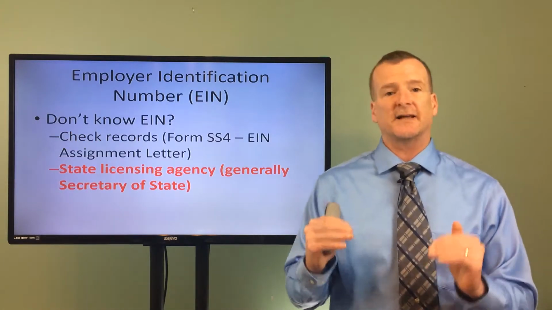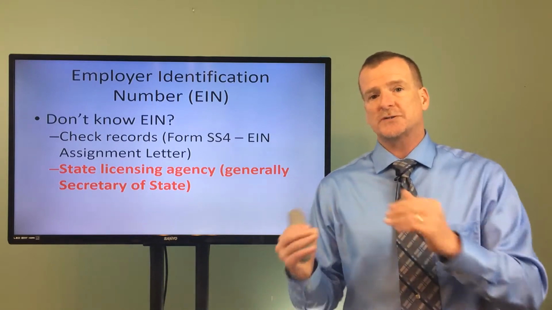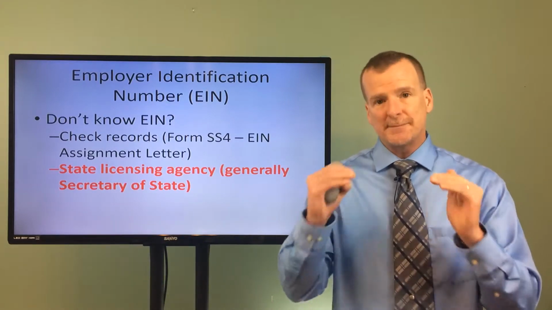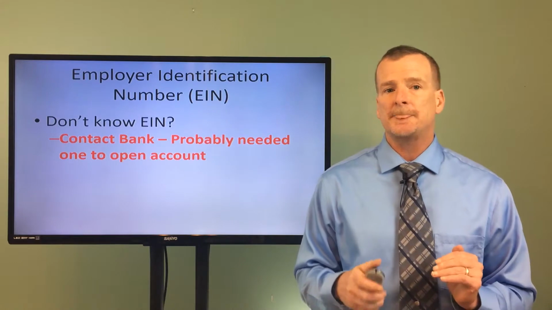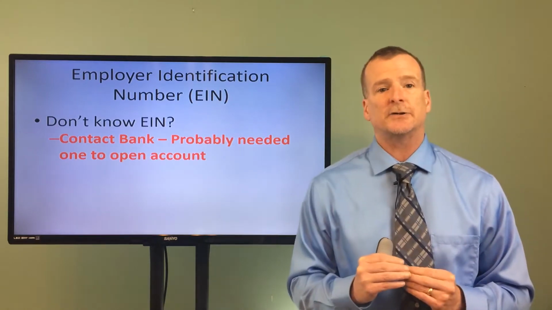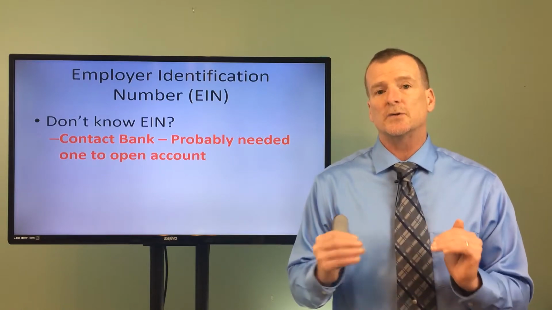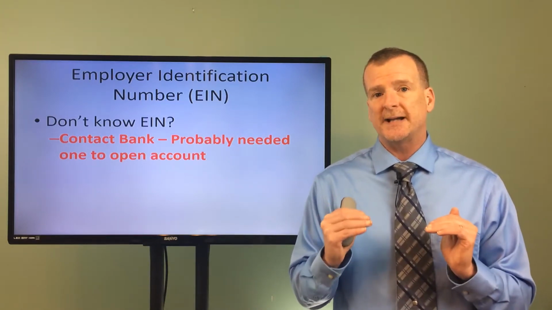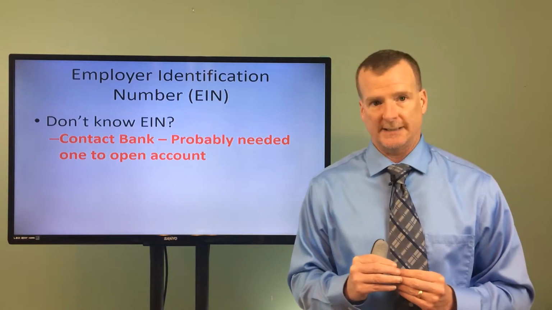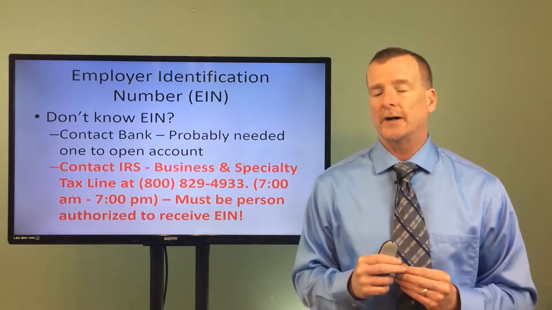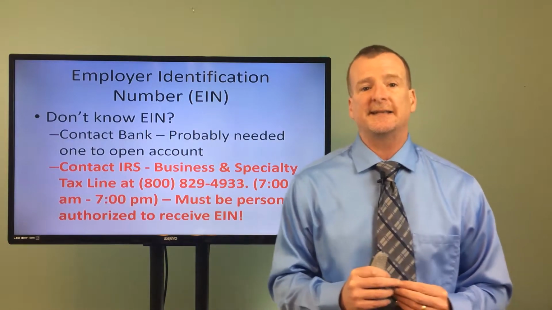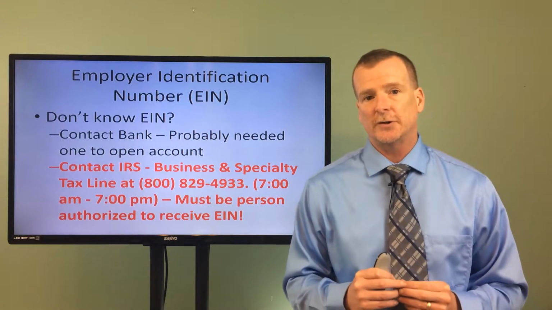If you don't know, maybe your state licensing agency, generally for most it's going to be your Secretary of State's office, may have a copy of your EIN. Also, if you can't find it, contact your bank, because oftentimes, at least in more modern times, that EIN is required by many banks to even open up a checking account. So you may want to check with them if you don't know it. Finally, you can try to contact the IRS specialty tax line if you don't know your EIN.